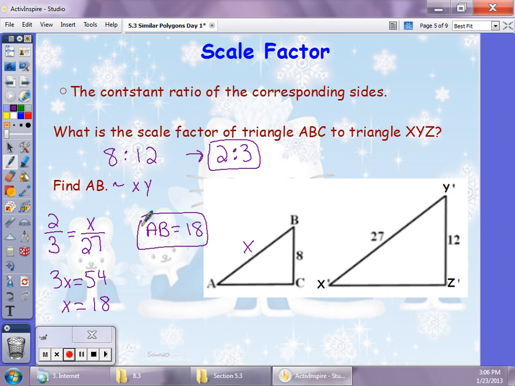So remember, if you want to check this, if you go ahead and substitute in 18 for AB, so we know that AB has a side length of 18, and that XY has a length of 27. Remember, if we reduce our ratio, it should give us back the original scale factor. So 18 to 27 does reduce to 2 to 3.